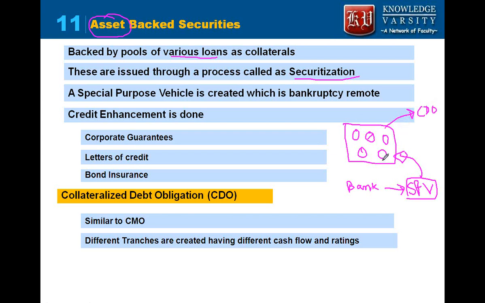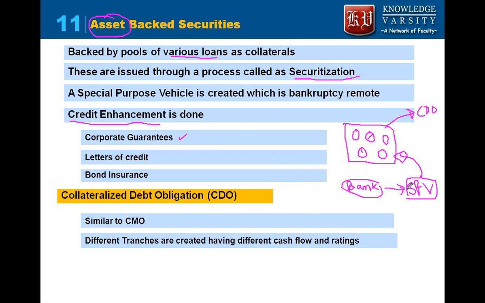Now, if you see this type of loans, most of the loans are taken by retail investors. So there is a risk of default in these loans. So what is being done is credit enhancement. In credit enhancement, they give a guarantee from the corporate. So it might happen that these banks give a guarantee for this. Also, they can get a guarantee from some third party.